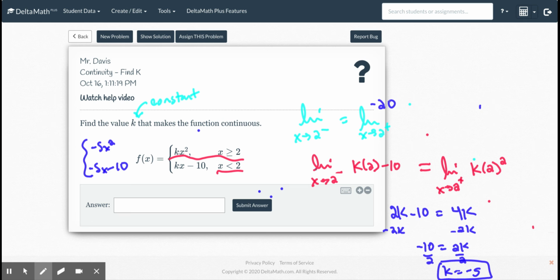The bottom function, if you just wanted to double check, if I plugged 2 into that, it would be negative 10 minus 10, so that would be negative 20 also. So that's a good check to do before you submit your answer. So my k value should be negative 5.